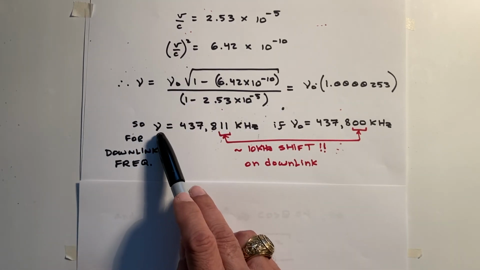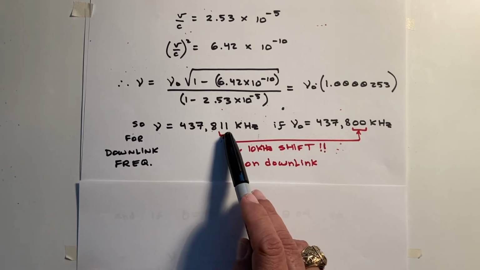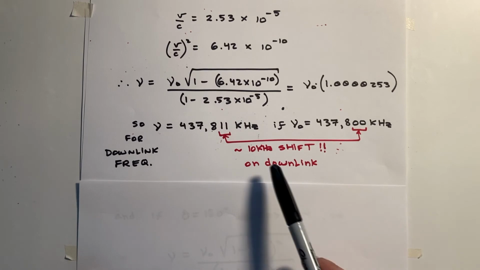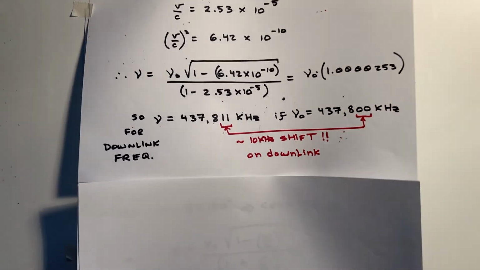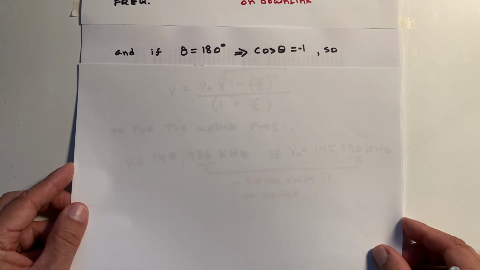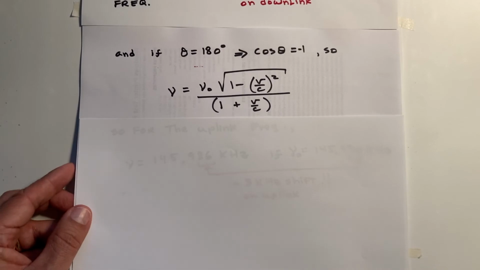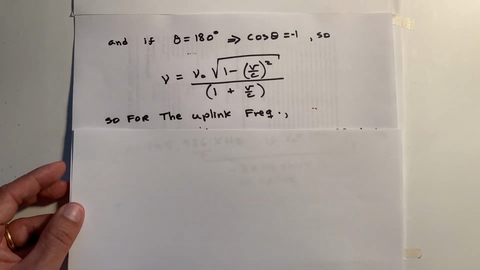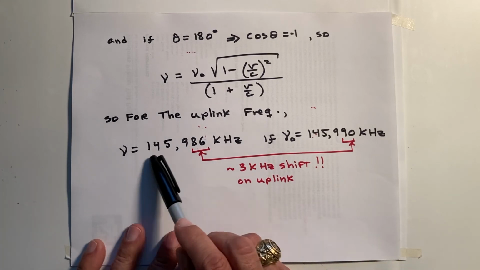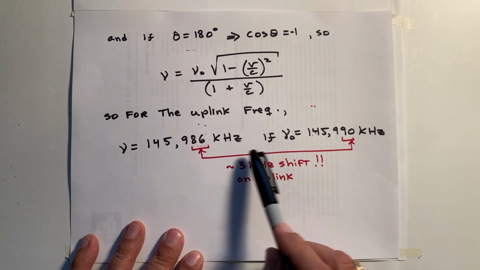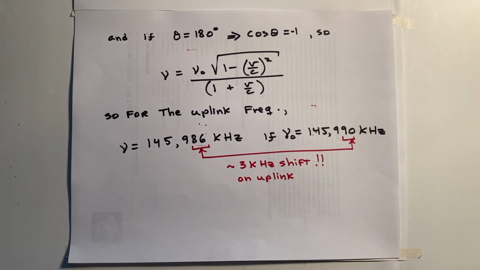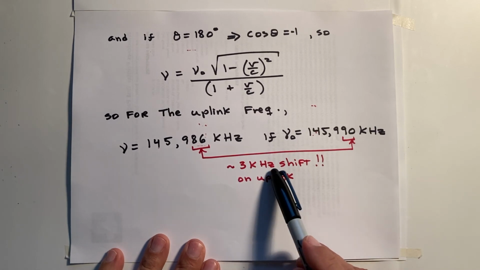That equation right there gives us frequency 437,811 kilohertz if the original frequency, nu 0, is 437,800 kilohertz. That's our 10 kilohertz shift on the downlink. Similarly, but we're careful about the uplink, because here we're looking at it from the satellite's perspective, and he's going to measure 180 degrees. Remember, that's where the -1 comes in. So the equation, remember, adds this plus down here. So then once we do that, we can compute for the uplink frequency the following. We have essentially that frequency is going to be 145,986 kilohertz if the frequency 0 is 145,990 kilohertz, which is what we need to uplink to the space station. So there's the 3 kilohertz shift on uplink.